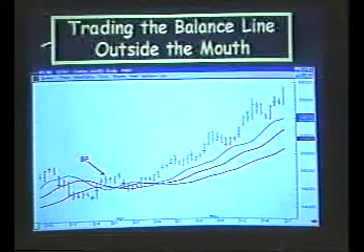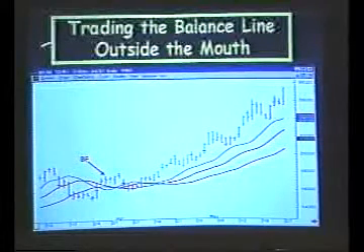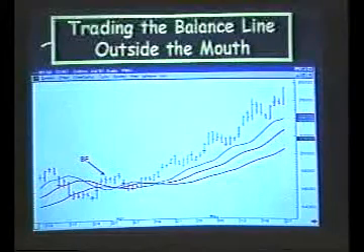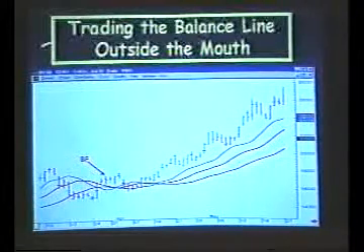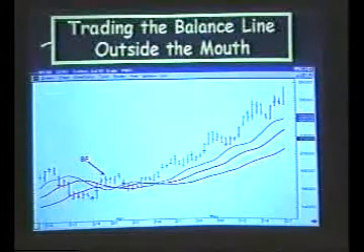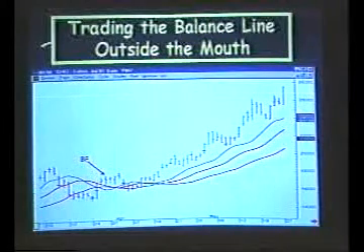We're going back to the coffee chart now for 2 months of the coffee in April and May. And what we're going to do here is show you the buys on the balance line. It'll still be several weeks before we look at this way of entering the market. Again, what we want to do now is give you a preview of how all of this adds up.